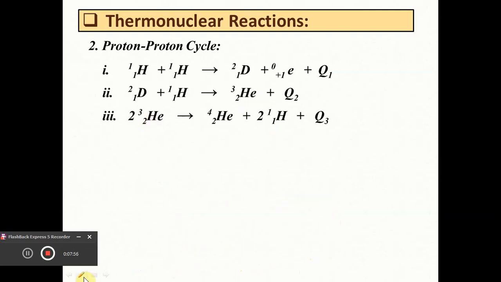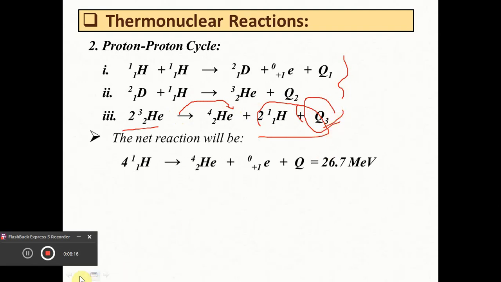In the third step, two helium nuclei get converted to helium-4 with the liberation of two hydrogen nuclei and some amount of energy indicated by Q3. If you see the net cell reaction, you will get the same net reaction in which 4 hydrogen nuclei combine with one another to give the formation of a helium nucleus with the liberation of positrons and 26.7 million electron volt of energy.